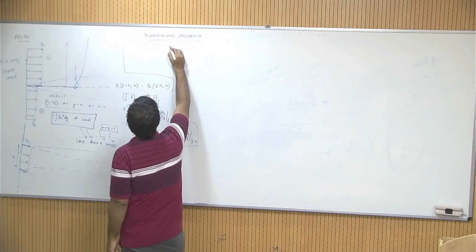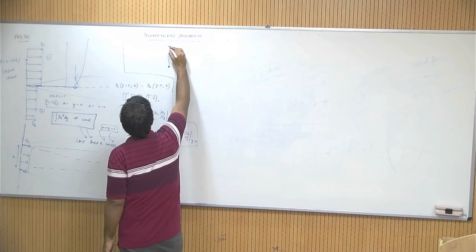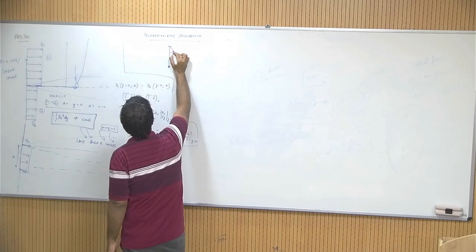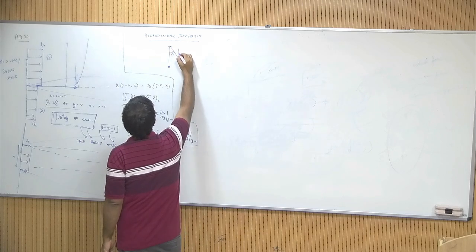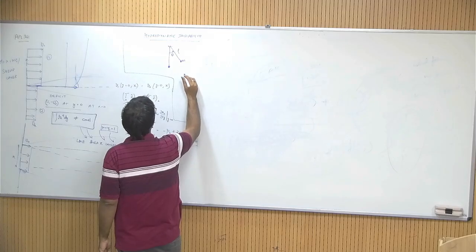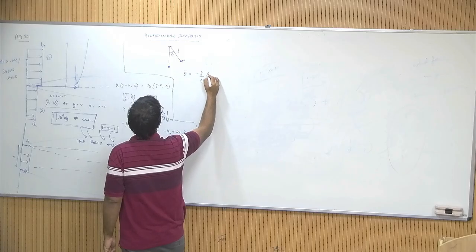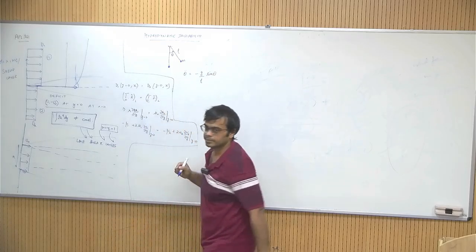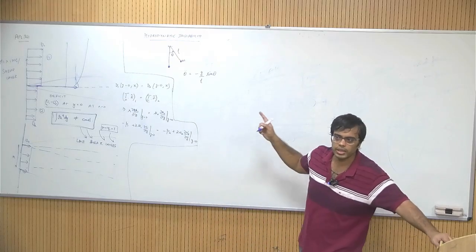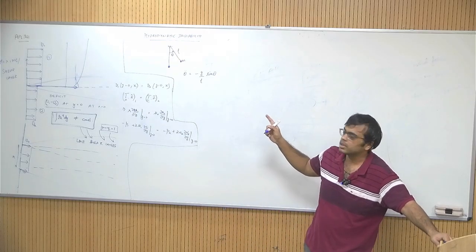So if you have a pendulum, let's say you send it to angle theta, this is L, this is M, then we saw that the governing equation of this is theta double dot equals minus g over L sine theta. This is a nonlinear equation.